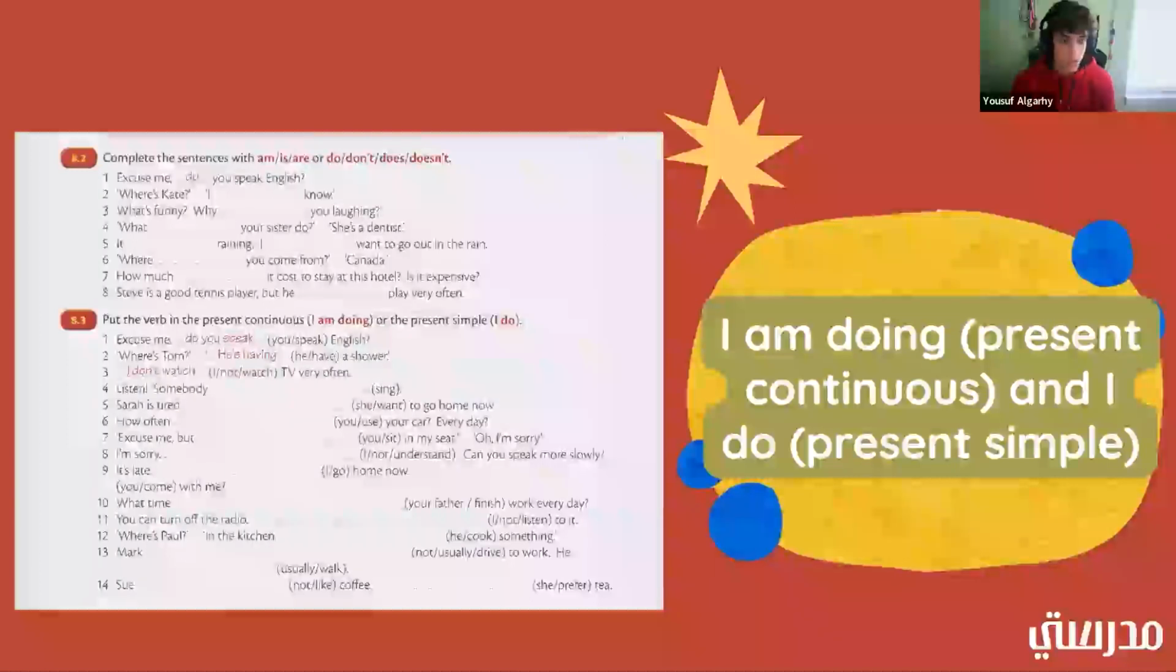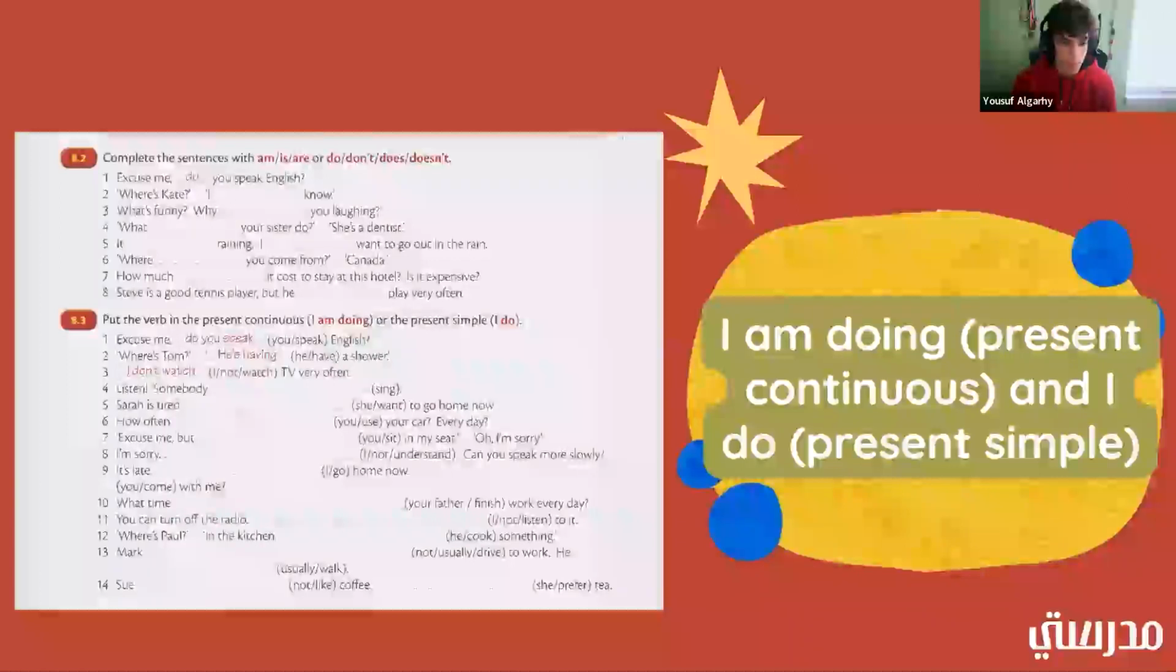All right. So now we're going to put each verb in the correct place. Okay. Listen, somebody blank, and we have sing as the verb. So what do we put for that? Somebody is singing. Good. 5, Sarah is tired, blank, to go home now. Sarah is tired. She wants to go home now. Good. How often, blank, you use is the verb, your car. Every day? All right, so it's how often do you use your car?